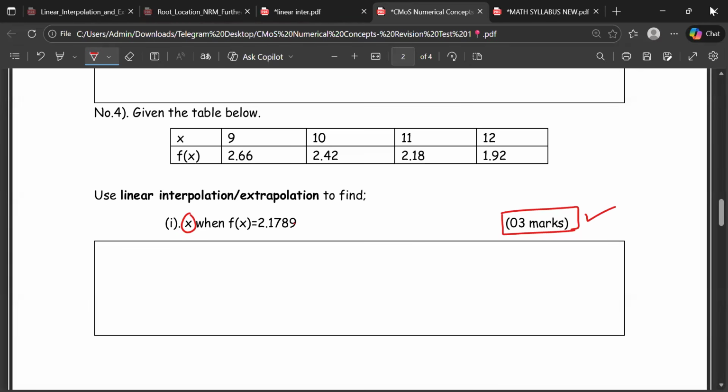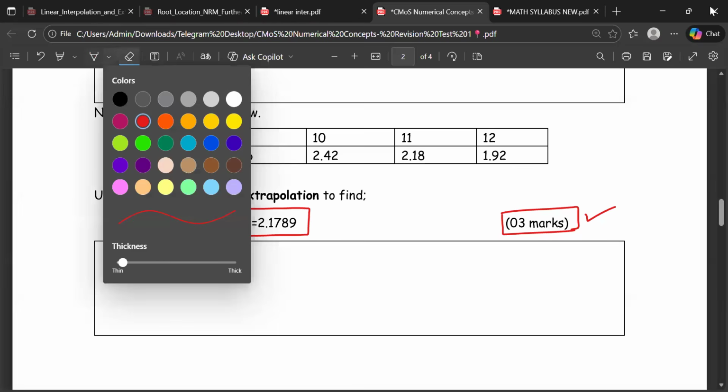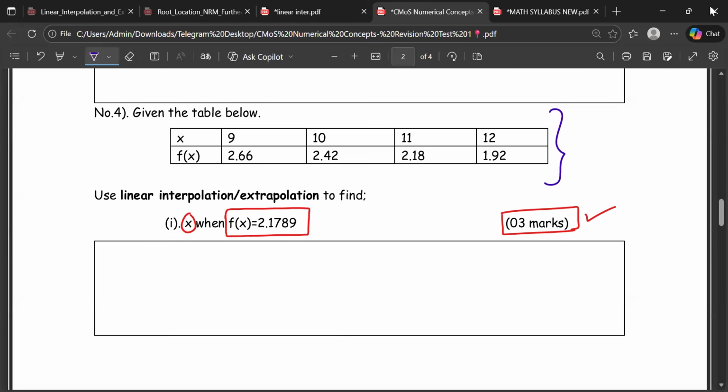f of x, they are telling you to find x when f of x is this. Who can tell me where this value of f of x is? Is it outside this table? If it's outside this table, what you'll use is linear extrapolation. But if that value is somewhere in between any of these values, that's what they call linear interpolation. So tell me, is that value between the known values or outside? If it is outside, on which side, the left or the right? If it is within, between which 2 known values? That is all you need.